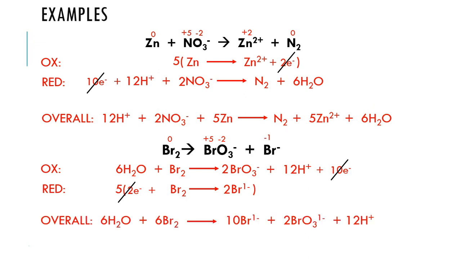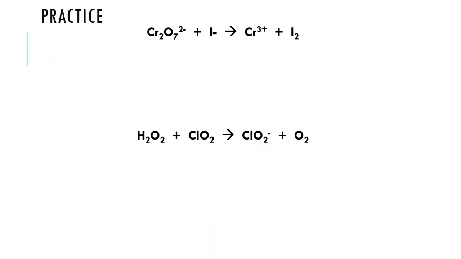All right, so when we add the reactions together, we get 6 waters plus 6 bromines, and notice we have 5 from the reduction reaction and 1 from the oxidation reaction that will add together to produce 10 bromide ions, 2 bromate ions, and 12 hydrogen ions. And if you check, this is fully balanced. All right, so take a moment and do these 2 examples all on your own.